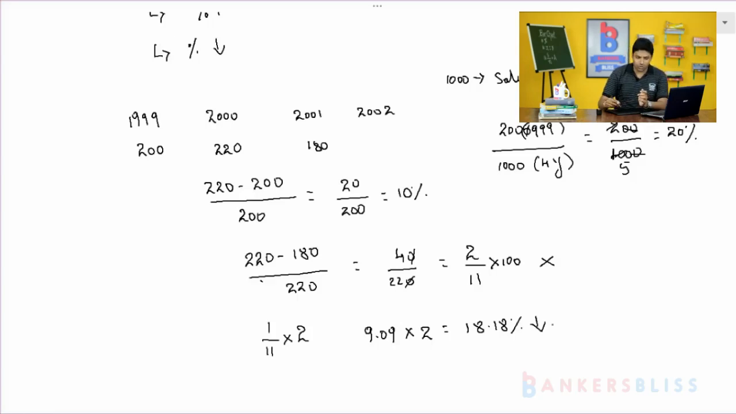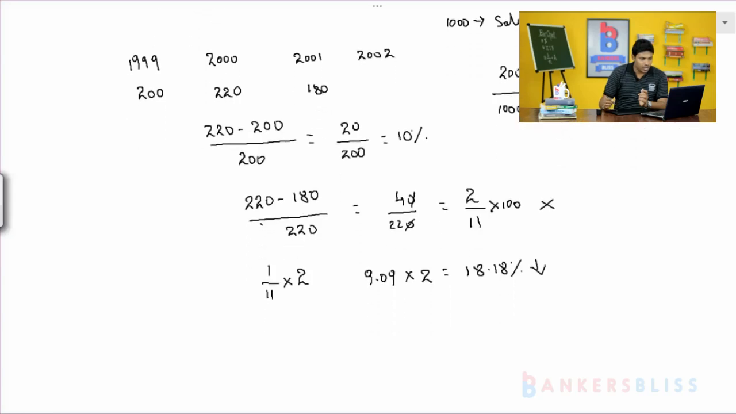Next, the calculation of ratios, everybody knows. The ratio of 1999 to 2000, if you want to calculate, then the ratio is 200 is to 220, which is equal to 20 is to 22, which is equal to 10 is to 11.